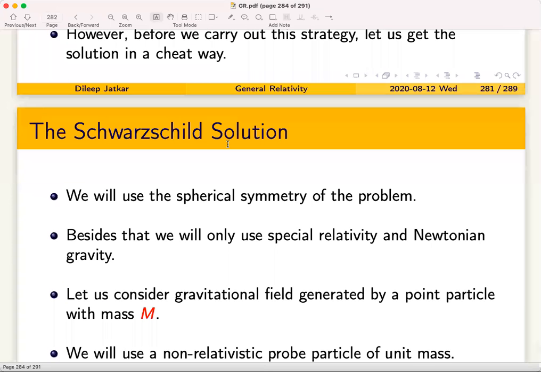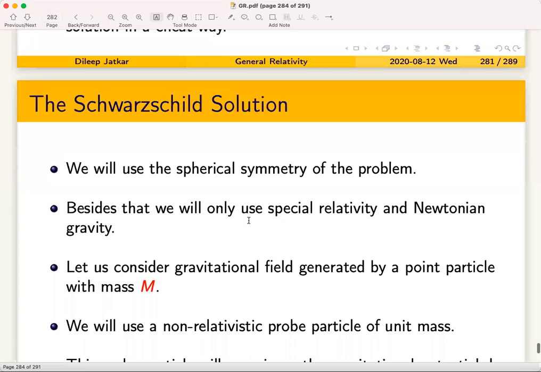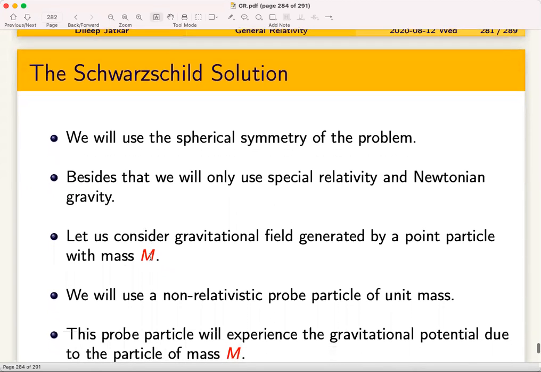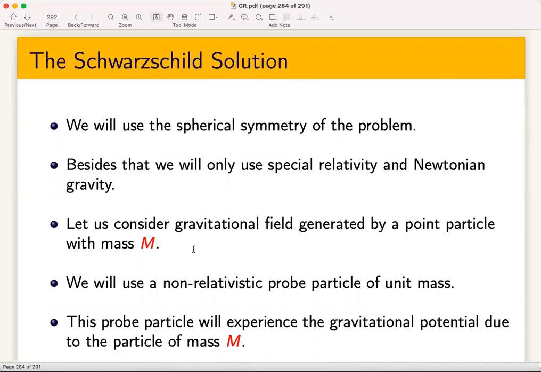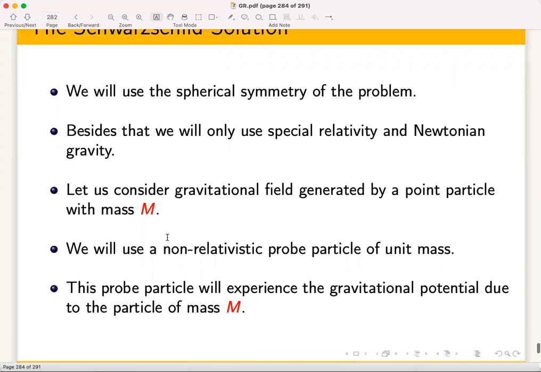Okay, fine. So as I said, we are going to use only special relativity and Newtonian gravity. So let's start with the Newtonian gravity. Let's consider the gravitational field generated by a point particle of mass m. We know what that is. There is a gravitational field produced by this object. To know what the gravitational field is, we need to probe it, right? We have to do an experiment. So let's consider the probe particle, which will sense the gravitational field generated by this point mass.